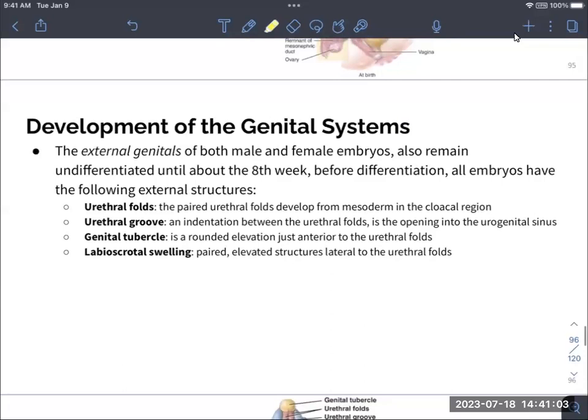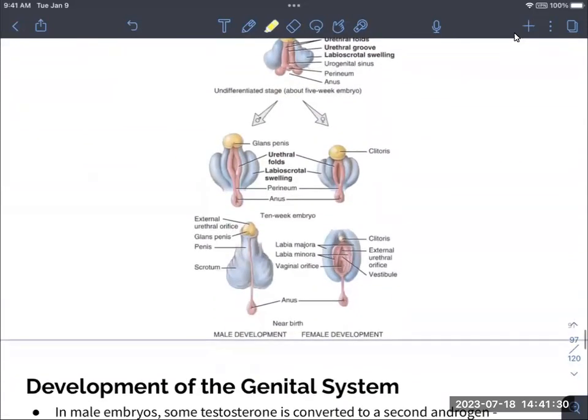The external genitals, both male and female, remain undifferentiated until the 8th week. All embryos are going to have urethral folds, urethral grooves, genital tubercles, and labioscrotal swellings. That is what is found in all male and female embryos up until 8 weeks old. Everything looks the same up until 8 weeks.